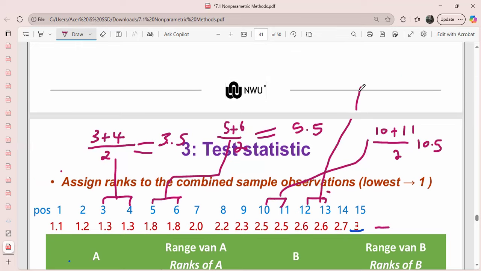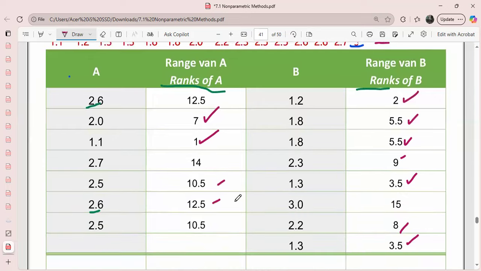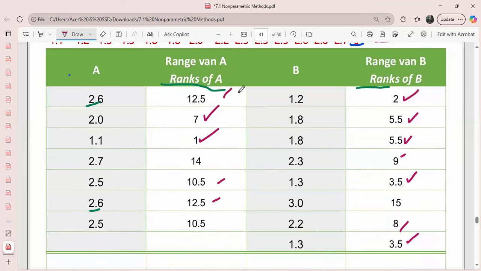Here it's 12, two of them again. So 12 plus 13. You divide the whole thing by 2. So 12 plus 13 is 25, and 25 divided by 2 is 12.5. So where you see 2.6, 2.6, I'm going to put 12.5. Here it is: 2.6, 12.5, 2.6, 12.5.